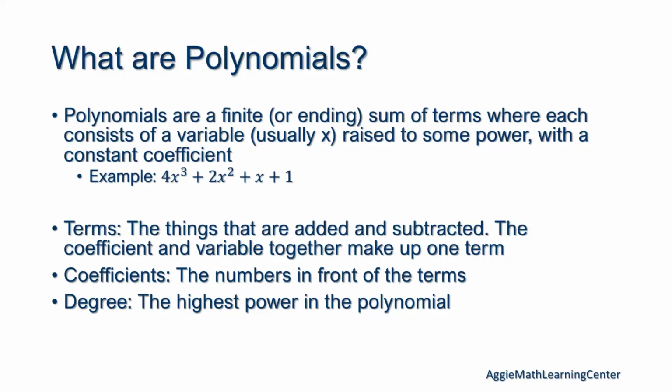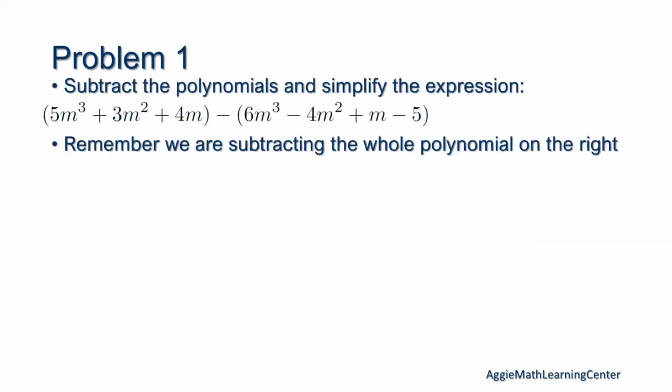Gotcha. So this is a third degree polynomial because our biggest exponent is a cube. That's the terminology we'll be using. For this problem, we're going to start by subtracting these two polynomials. The biggest thing here is to remember that when we subtract them, we're subtracting each term of the second polynomial. So how would you solve this?